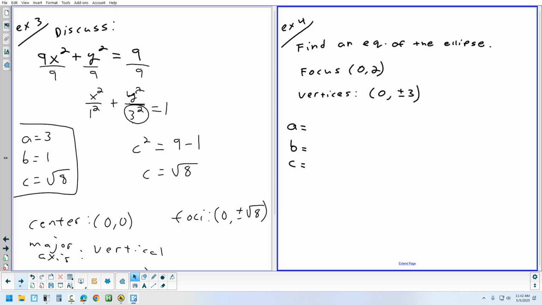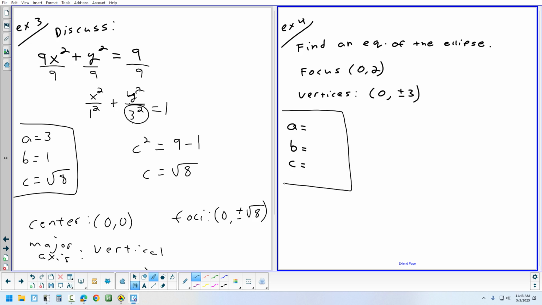Let's try this one. Find the equation of the ellipse, and they tell me the foci, and they tell me the vertices. Okay. Based on what they're telling me, what haven't they given me that usually I do give you, but even though you don't have it, you can figure it out? Yeah, center. I haven't given you the center, but I did give you two vertices, and we know the center is right in the middle.